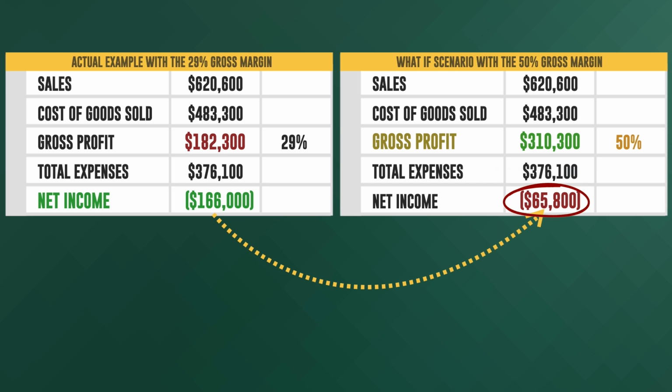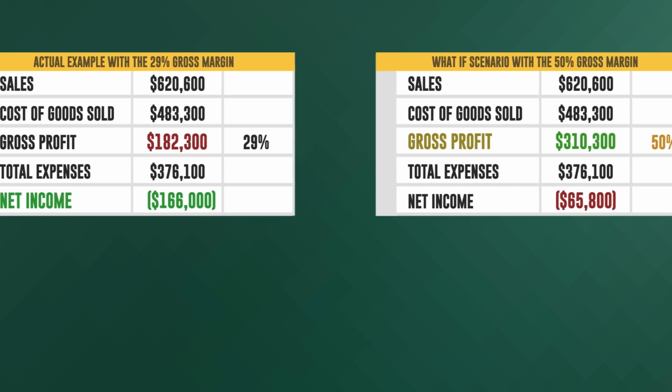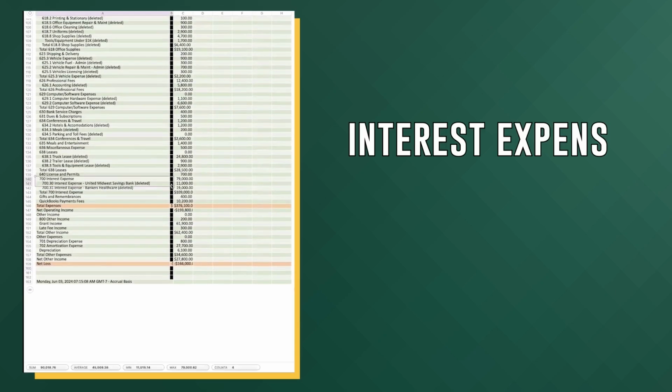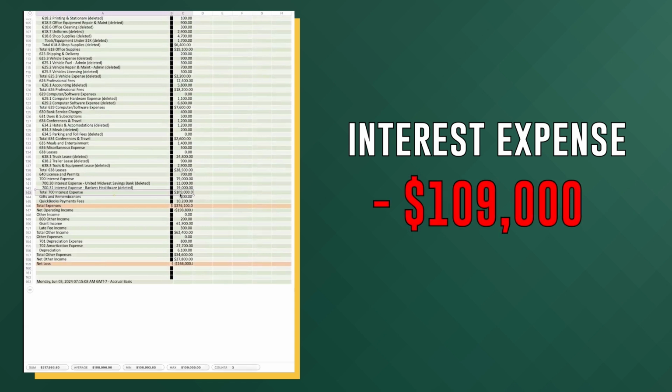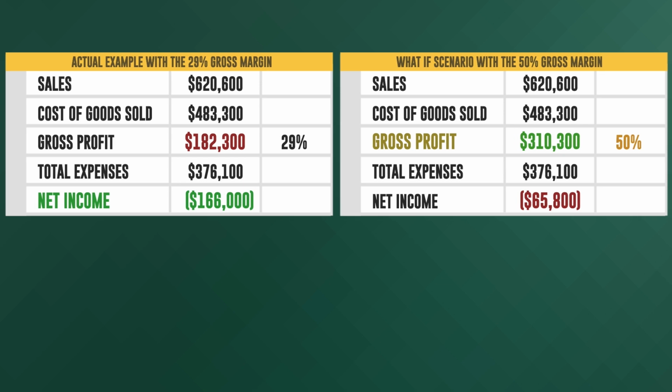Now, the fact that we still have a loss means inside of our operating expenses, we must be overspending somewhere. And I can tell you in this particular example, it's the interest expense. There's a total interest expense of 109K. So this particular franchise is pretty highly leveraged, has a lot of debt, and that's why the interest cost is so high. Definitely not going to be the case for everybody. But those two things, if our gross profit were tighter and we weren't as leveraged, this would actually be a profitable year.